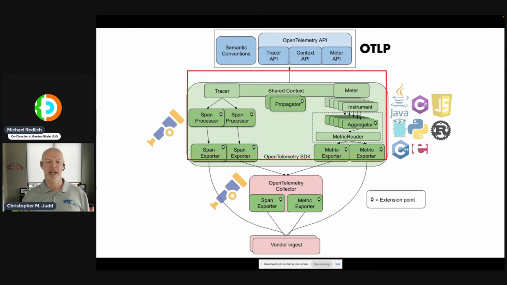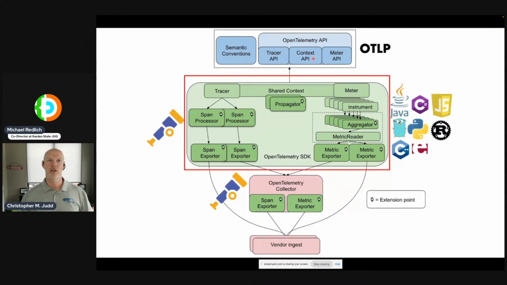Then we have the SDK. And for the SDK, there are implementations for lots of different languages. So Java, C#, Go, JavaScript, Python, Rust, Erlang, languages like that. And in there, they have language-specific implementations of the API. So you have trace, you have metrics, you have logging. They also have concepts of propagators that we'll talk about more later. We'll talk about processors and exporters in more detail later as well.